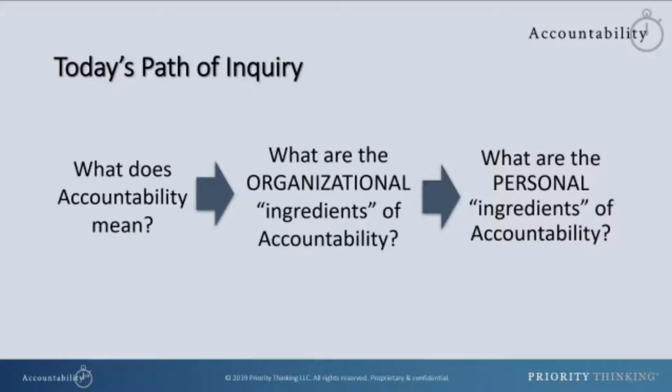First, what does accountability mean? It's an interesting word, packed with power, and it means a lot of different things to folks.